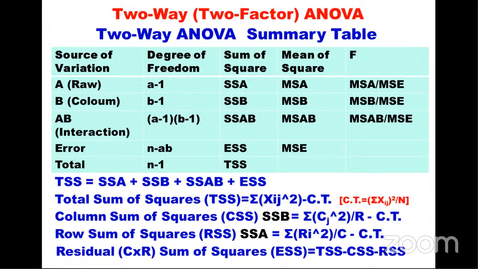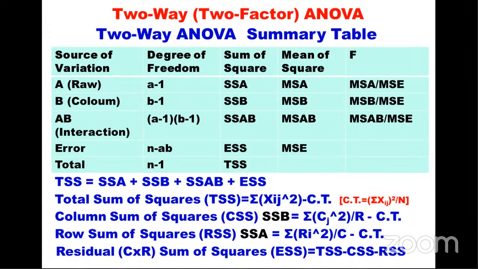Why? Because there are two factors. So SSB is the column, SSA is the row. Row is generally taken first in software, so I wrote that in black words. Black is by software, and CSS and RSS are used in books and literature. So these are the formulas.